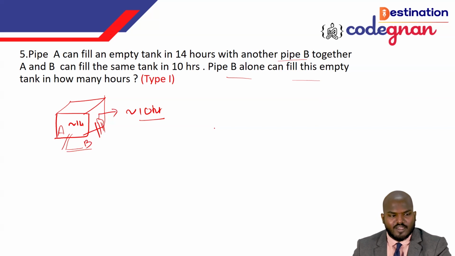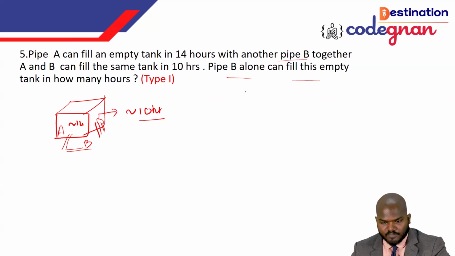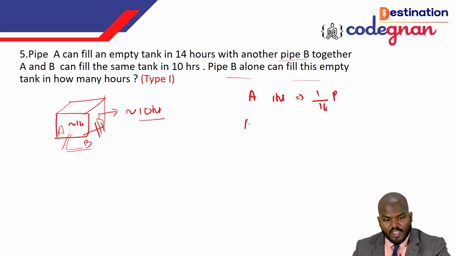It says that pipe A can fill a tank in 14 hours, so pipe A's 1 hour work we can call 1 by 14 part. Similarly, they have given A and B combined, whose 1 hour work we can call 1 by 10 part.